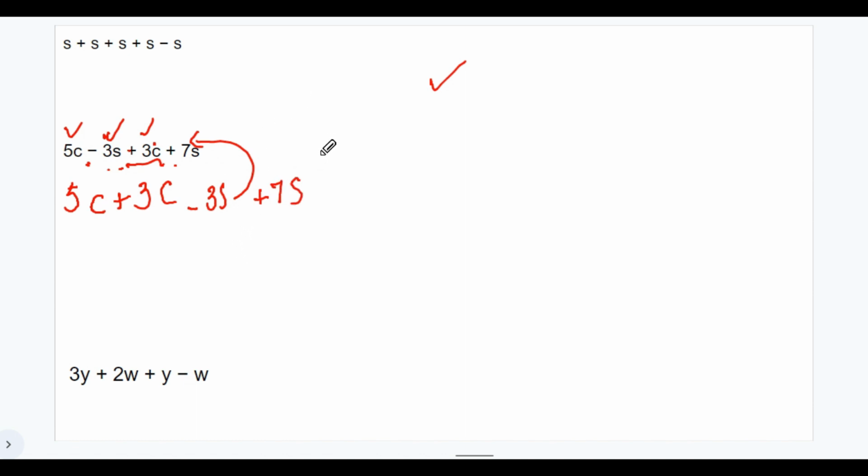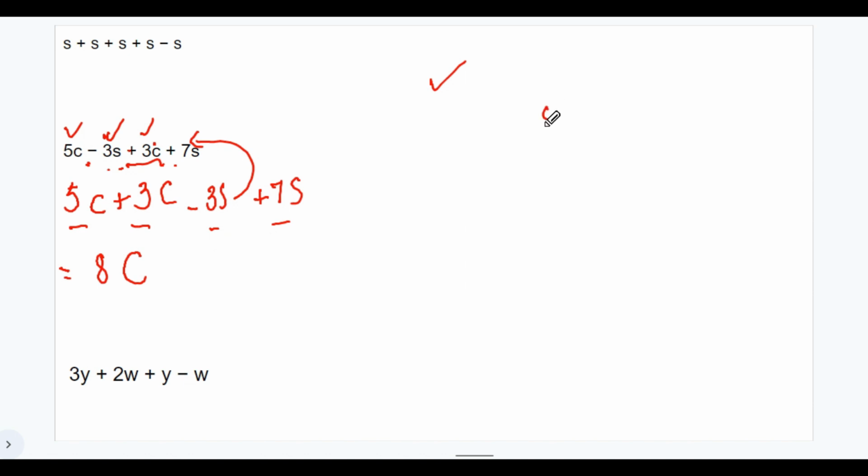Now if you notice over here what I have done, the C terms are together and the S terms are together. Do you understand that thing? It means we have collected the like terms. Now what should I do? I simply add them. Okay, so 5 plus 3 gives you 8. Understand? Because 5 and 3 are the coefficients. They will be added. C is going to remain the same.